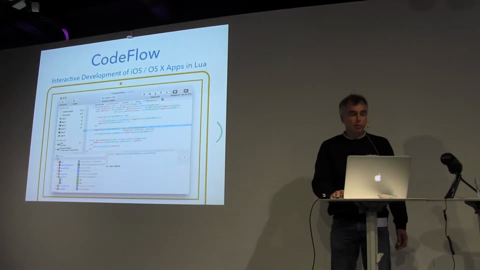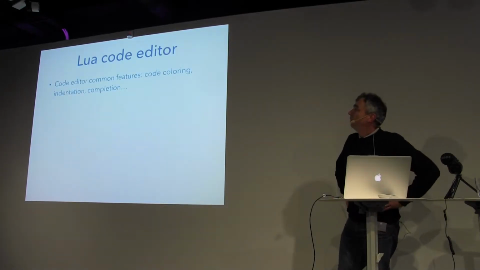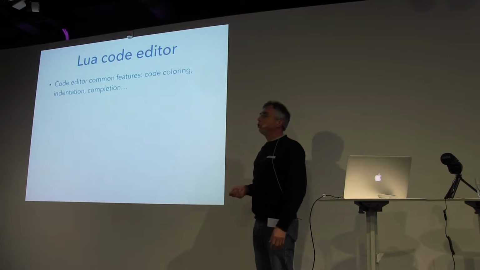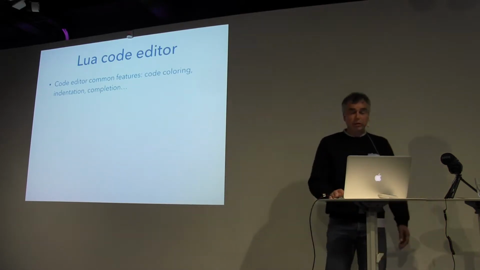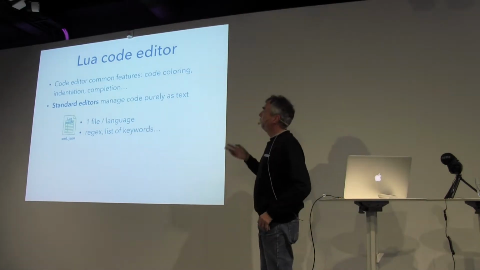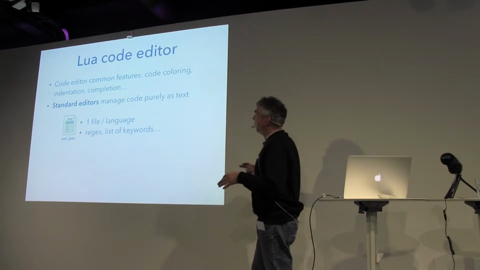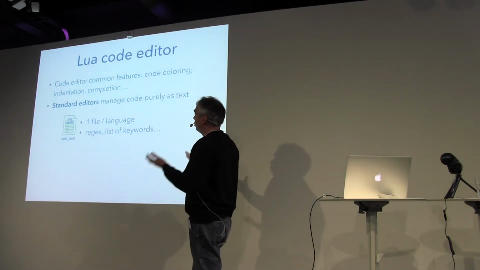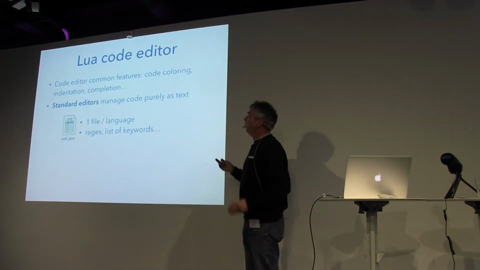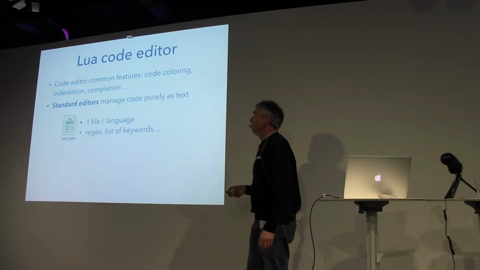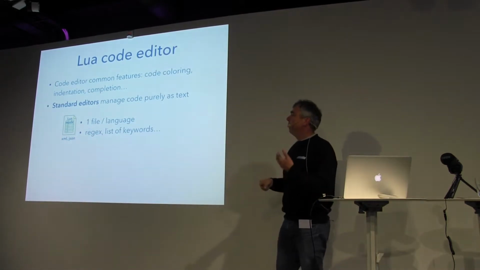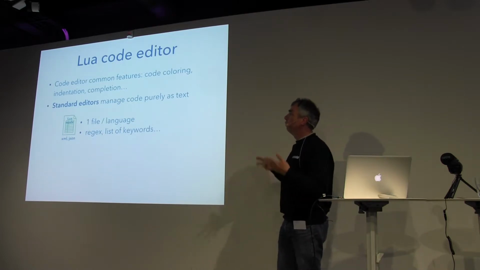So let's start with the editor. Most editors these days implement some code-specific features, like code coloring, automatic indentation, some level of code completion, and so on. But all editors are not the same. There are basically two types of editors. The most widespread one is the standard editor, which manages code purely as text, meaning that for these editors, managing a programming language is having a file or a set of files that describes a number of textual features of the language. Often it's in the form of regular expressions or lists of keywords, sometimes simple text macros. It's macro processing basically.